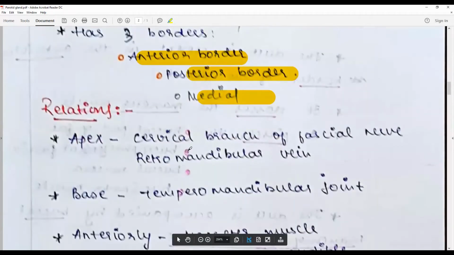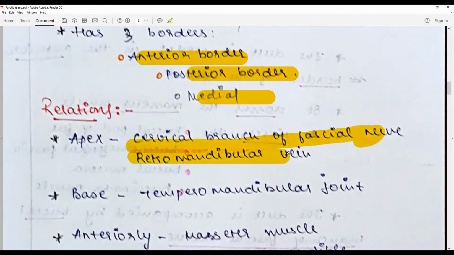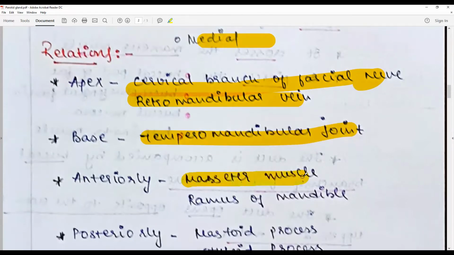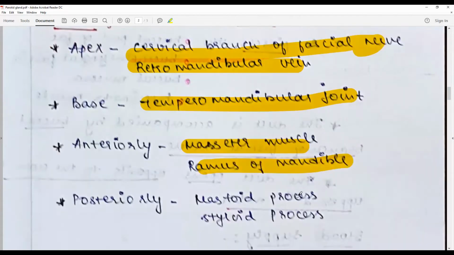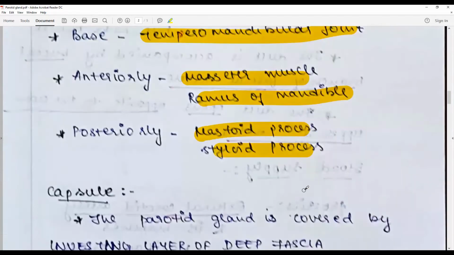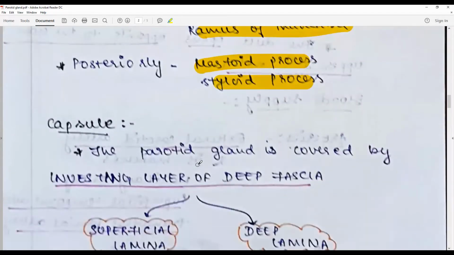The relations: the apex is very close to the cervical branch of the facial nerve and has the retromandibular vein passing near to it. The base is along the temporomandibular joint. Anteriorly, it is related to the masseter muscle and the ramus of the mandible. Posteriorly, it is lined by the mastoid process and the styloid process, postero-inferiorly.